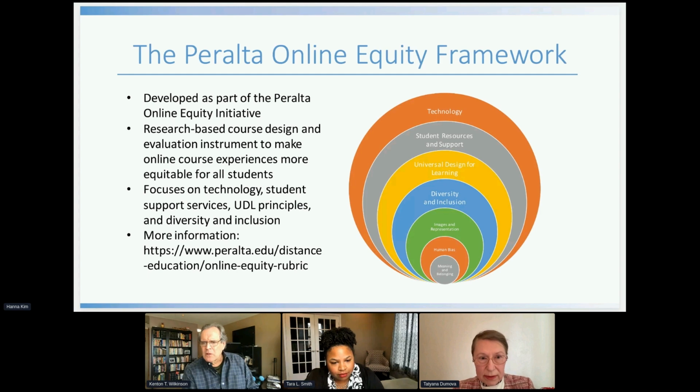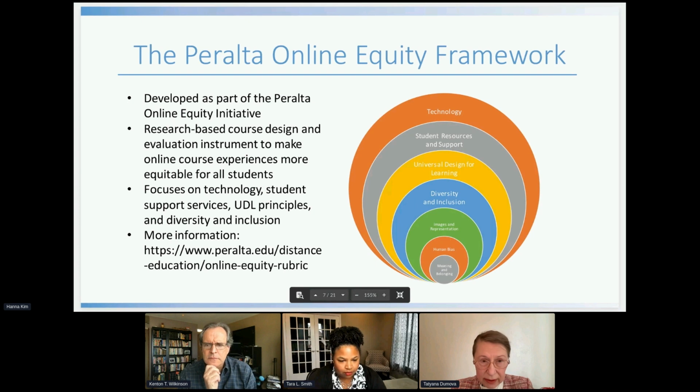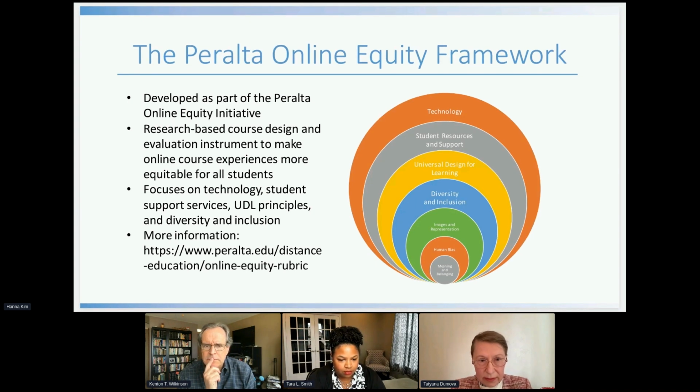So because this is an online course, this was one of the frameworks I looked into. And the Peralta Online Equity Framework, also known as a rubric, was developed as part of the Online Equity Initiative. And it is based on research.